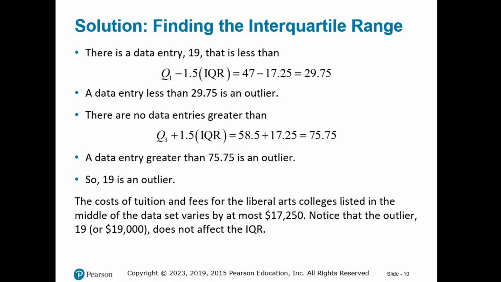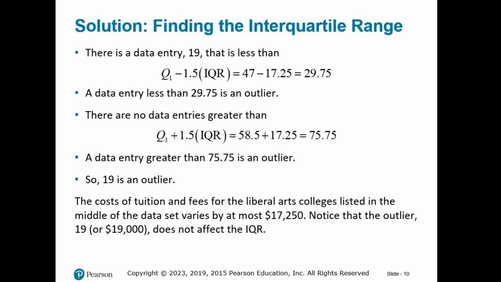We add 17.25 to 58.5 and get 75.75. There are no data entries larger than that number, so the only outlier we have is 19. The outlier does not affect the IQR.